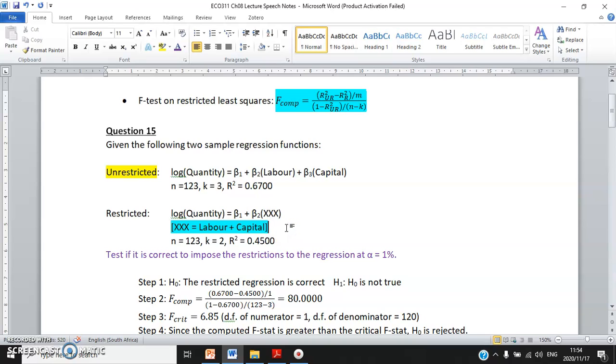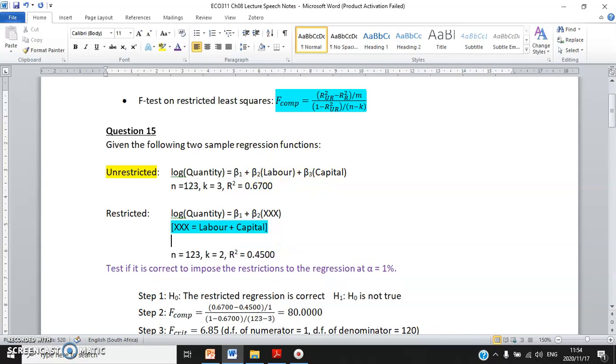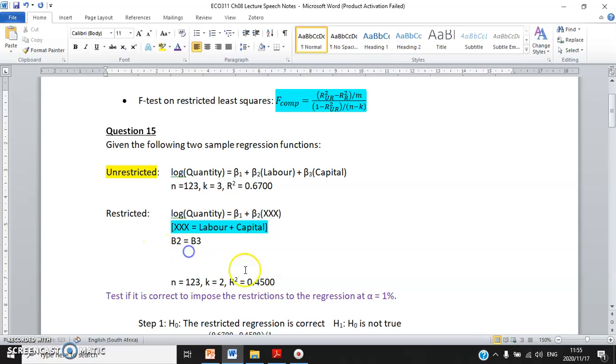And then according to the question, I rerun the regression by imposing a restriction that the labor and capital have exactly the same slope parameter. So in other words, I impose a restriction that B2 equals B3. Okay, let's use our mathematical thinking. How I can transform the equation into this actually. Because if B2 equals B3, then I can change the B3 into B2. And then now these two have the same slope parameters.